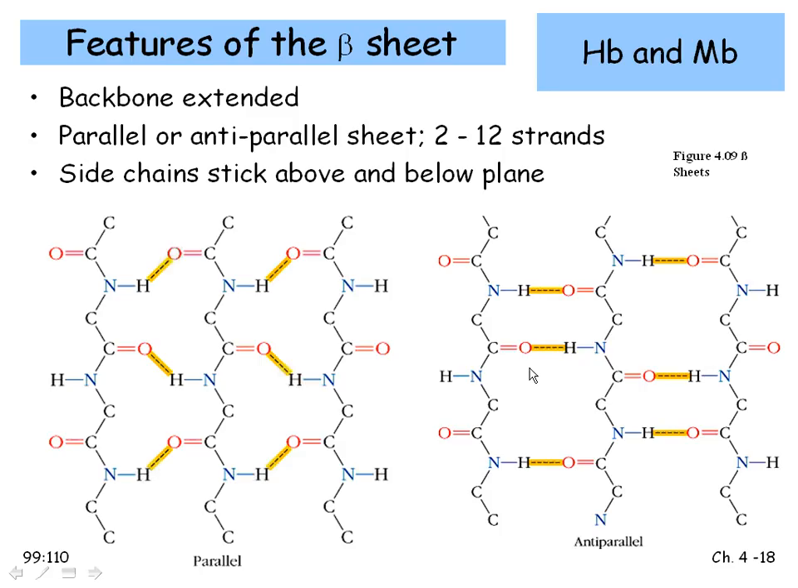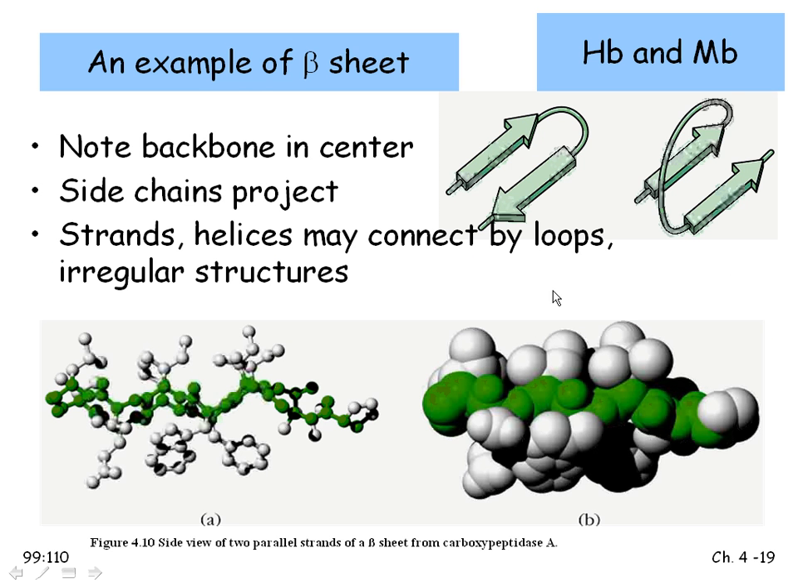Now you can imagine that if you're laying out the backbones like that, what are you going to do with the side chains? Well, they're going to stick out either above or below the plane of the beta sheet. And I think we have a picture. Yeah, here's a picture for you. Here you can get a sense of how the backbone is at the center of all this, with the side chains sticking out above and below. And this is showing you that as a space-filling diagram as well.